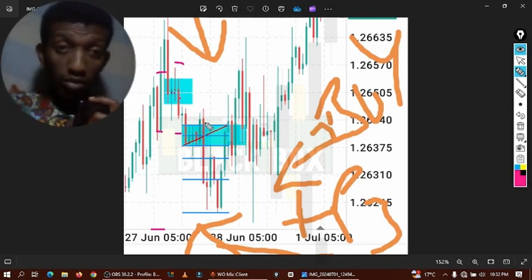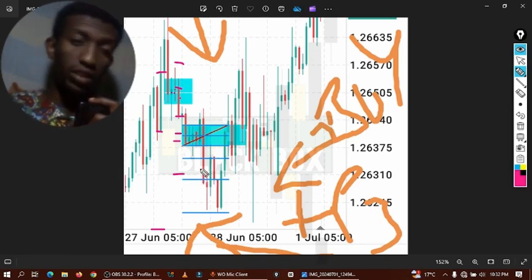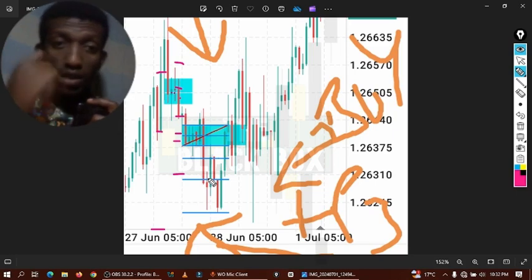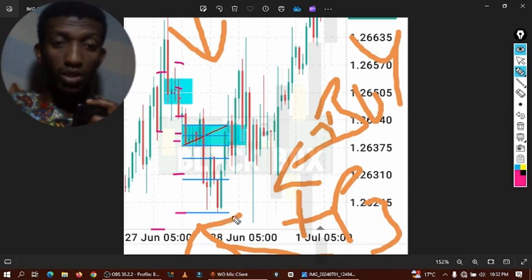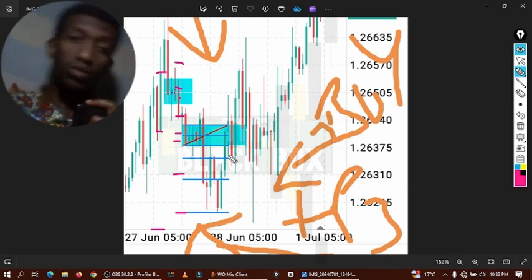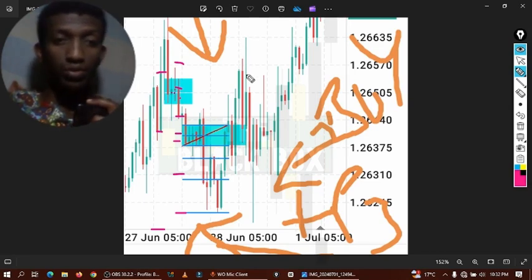And when you measure from the bodies, your TP2 is down there most likely. TP1 will be up there, TP2 down there. Right there, as you can see, you take partials. Maybe TP3 could be down there. You take partials there too. So after that, the market, bam, it hit your stop loss.